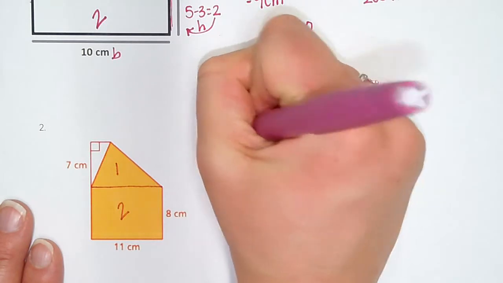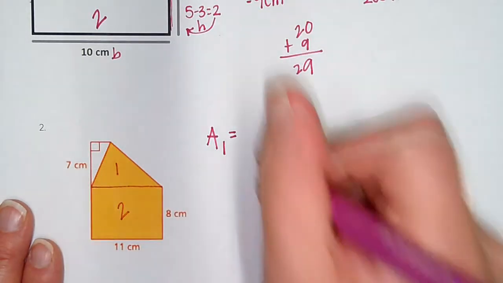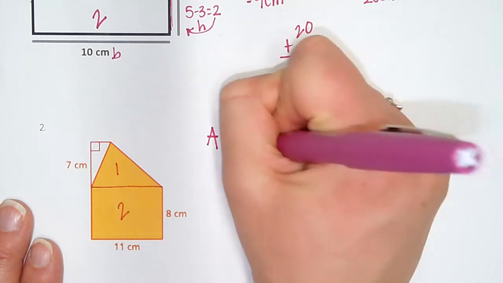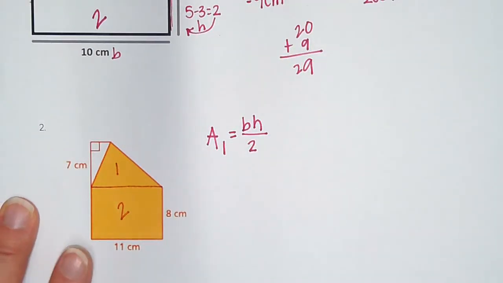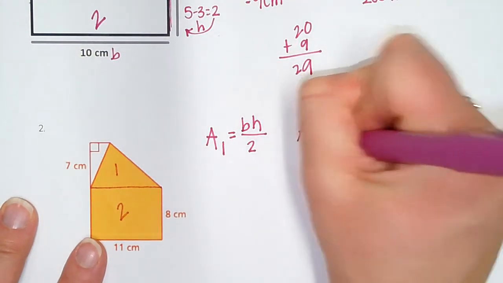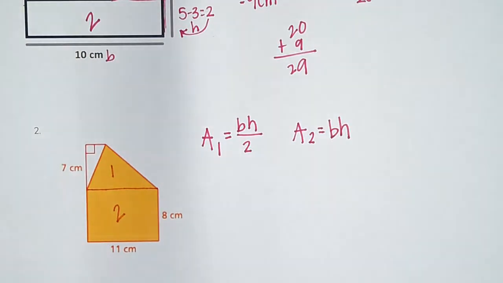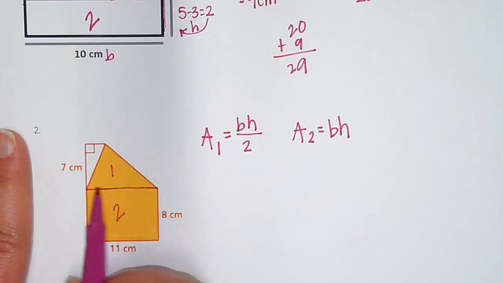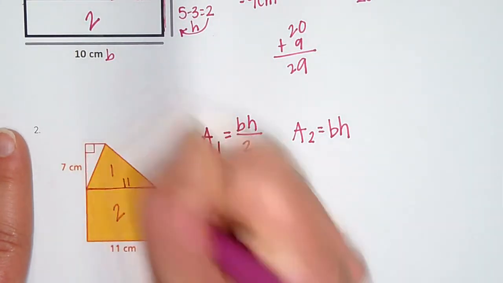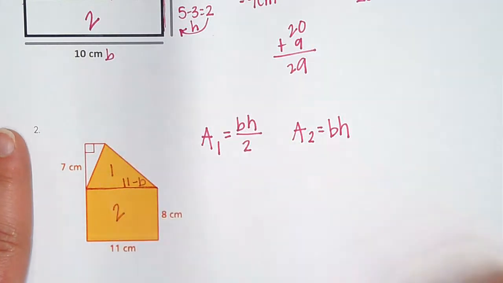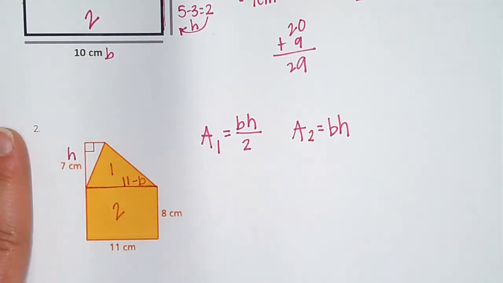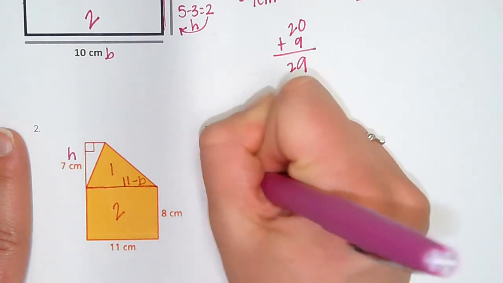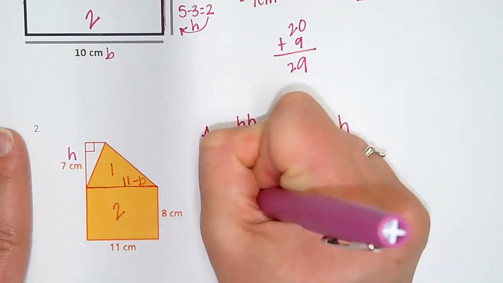Area of figure 1. Well, figure 1 is a triangle. So I'm going to use my triangle formula. Figure 2, area of figure 2, is a rectangle, so I'll write base times height. Now, I go ahead and label my figure. For my triangle, what is the base of this triangle? Yep, 11. So this 11, since this is a rectangle, this is 11, and that is my base. And I already have my height of 7. So I continue. Base is 11 times 7 divided by 2.